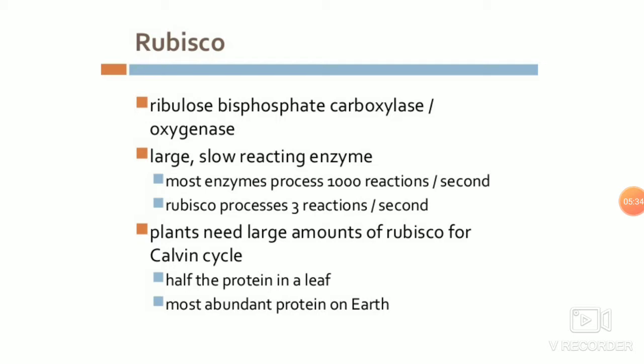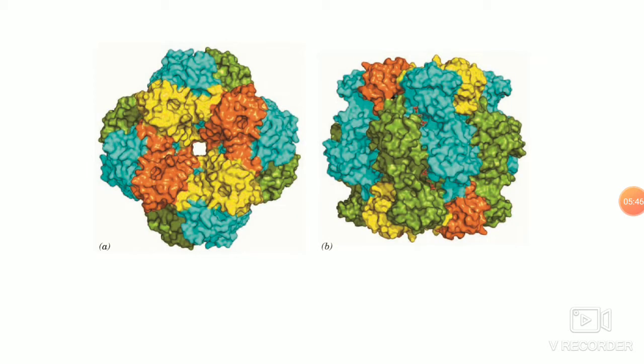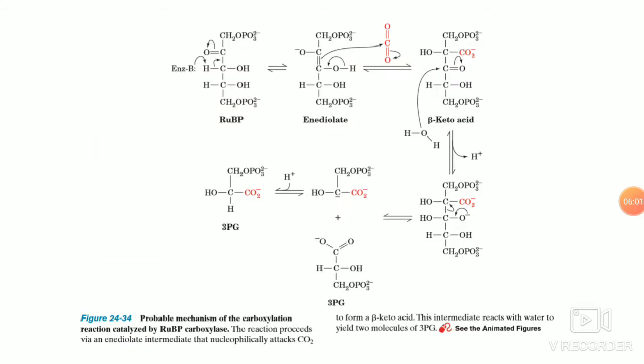Because it is a slow enzyme, half of the protein content of the leaf is made up of this enzyme, and it is the most abundant protein on earth. This is a very interesting enzyme because it is made up of 8 large units and 8 small units. It is called L8S8, and it forms this beautiful structure.